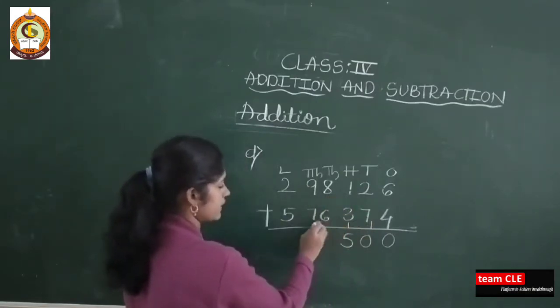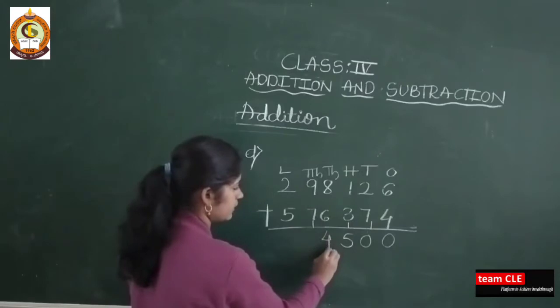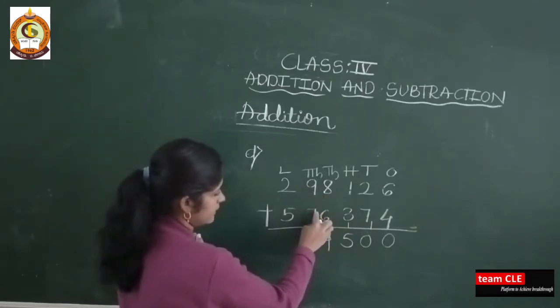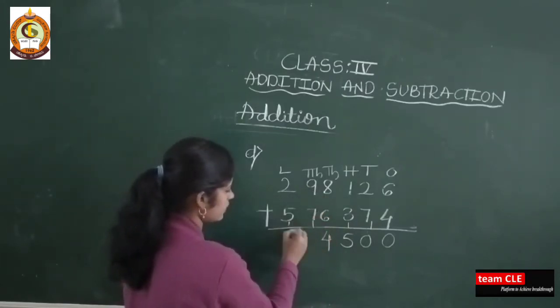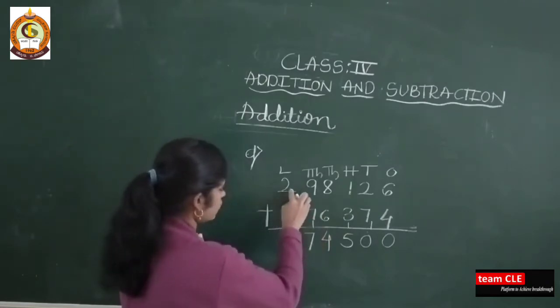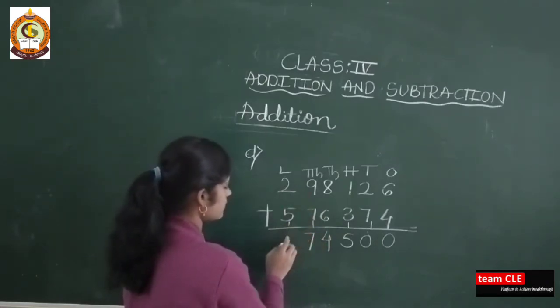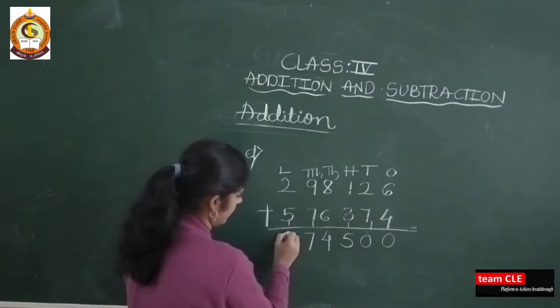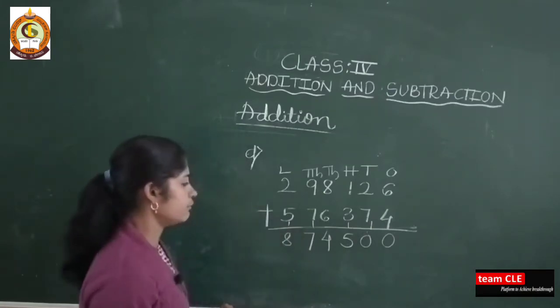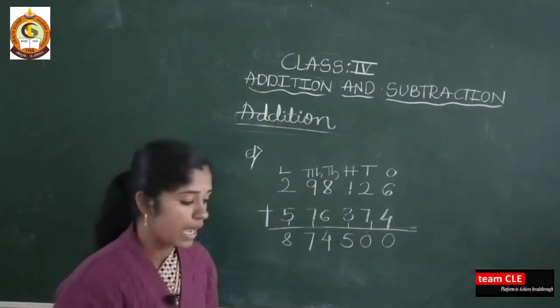Next, 8 plus 6 is 14. Next, 9 plus 7 is 16, 16 plus 1 is 17. Next, 2 plus 5 is 7, 7 plus 1 is 8. So 8,74,500 will be the answer.